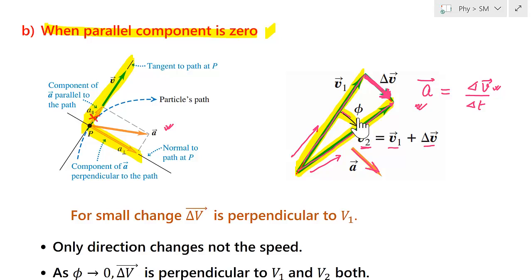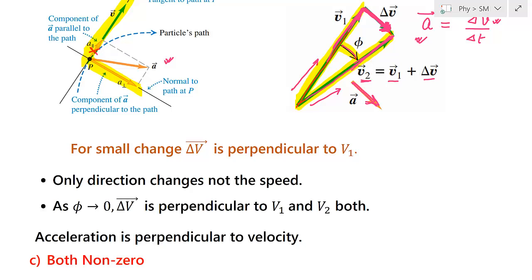Now as you take this phi smaller and smaller, this dv becomes perpendicular to v1 and also perpendicular to v2, because this angle is very small. If you take delta t tends to 0, this angle becomes smaller and smaller, and this becomes perpendicular to this path and to this path. This means your dv vector or acceleration vector will be perpendicular to v1 and v2, with the constraint that delta t tends to 0, for a small amount of time.